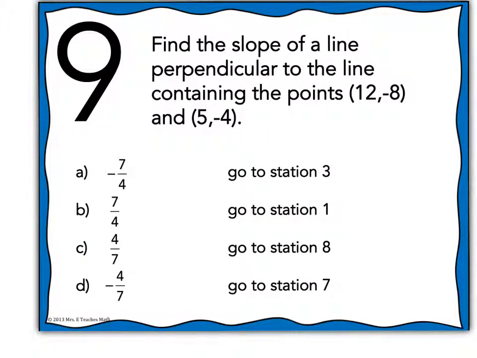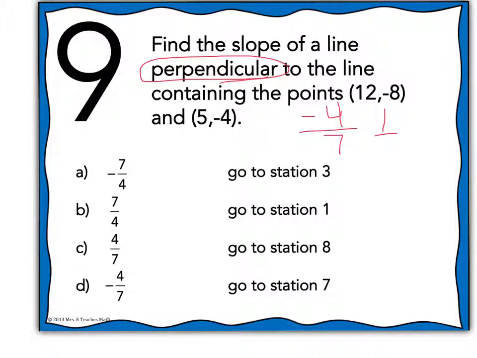Okay, so we want to find the slope of a line that is perpendicular. So first, let's find the slope that we already have. So from -4 to -8, I am moving backwards 4 places. From 5 to 12, I am going forward 7 places. So the slope I currently have is -4/7.